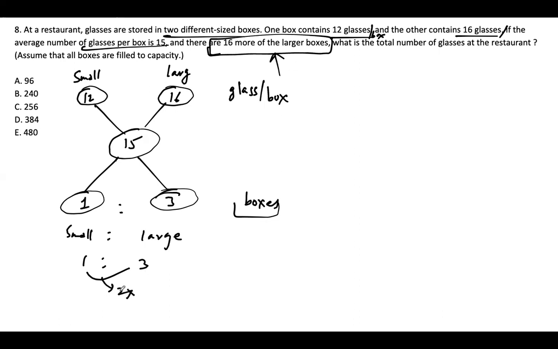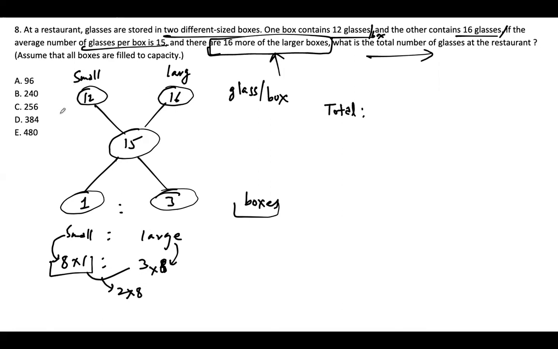So how will you make this difference as 16? Into 8. So the number of small boxes is 8 and the number of large boxes is 24. What is the question asking? What is the total number of glasses at the restaurant? How will you find the total number of glasses?